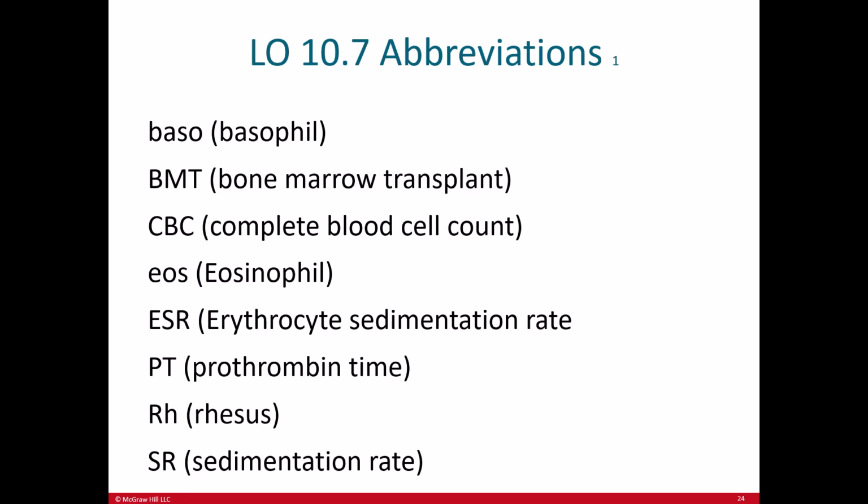Learning outcome 10.7, abbreviations. So BASO is short for basophil. BMT, bone marrow transplant. CBC, we've covered this one before, complete blood cell count. EOS, eosinophil. ESR, erythrosedimentation rate. Remember, erythrocyte is a red blood cell. Notice it's missing a parenthesis here. And then PT is prothrombin time. And RH, rhesus. SR, sedimentation rate.